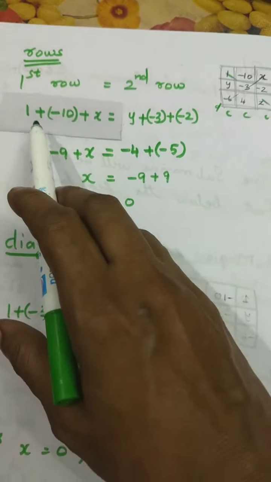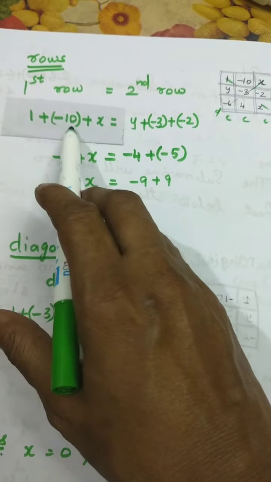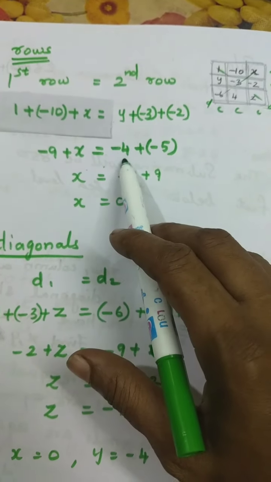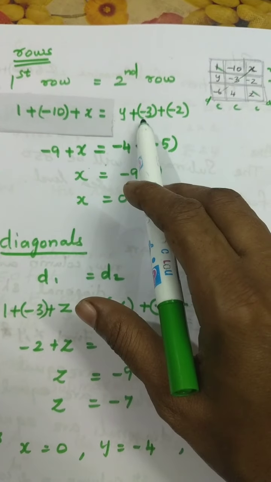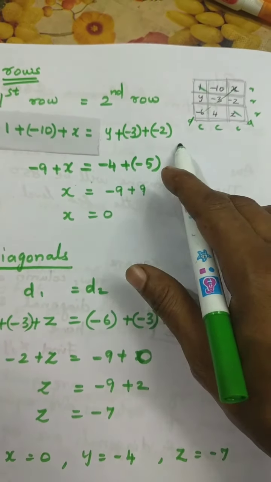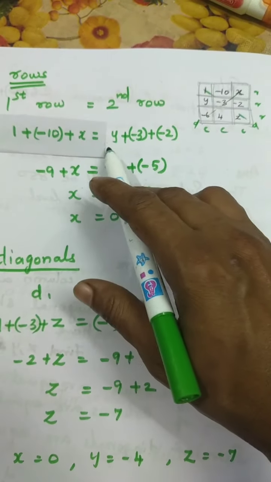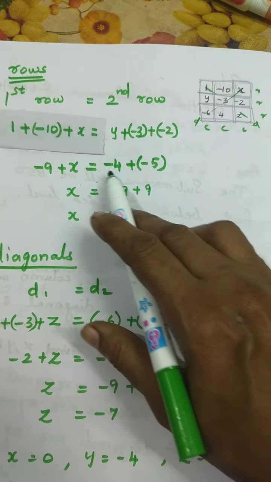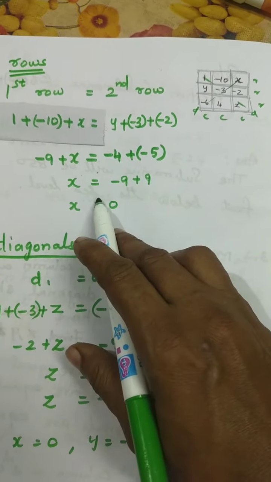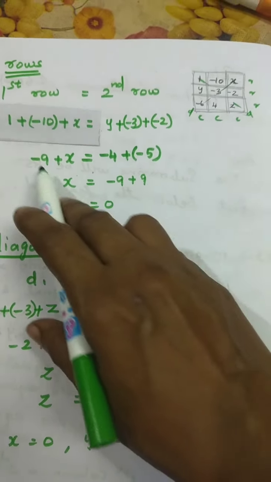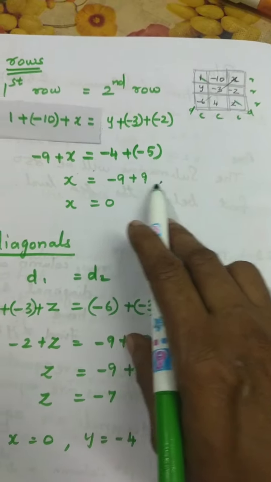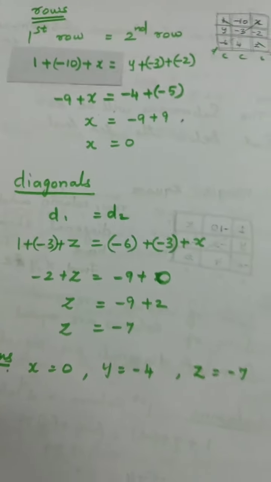Now you simplify. Minus 10 plus 1 is minus 9, plus x, is equal to y plus minus 5. What is the y value we have found? Minus 4, isn't it? So minus 4 plus minus 5, then x is equal to minus 9. You bring this minus 9 to this side, which means plus 9. So minus 9 plus 9, x is equal to 0.